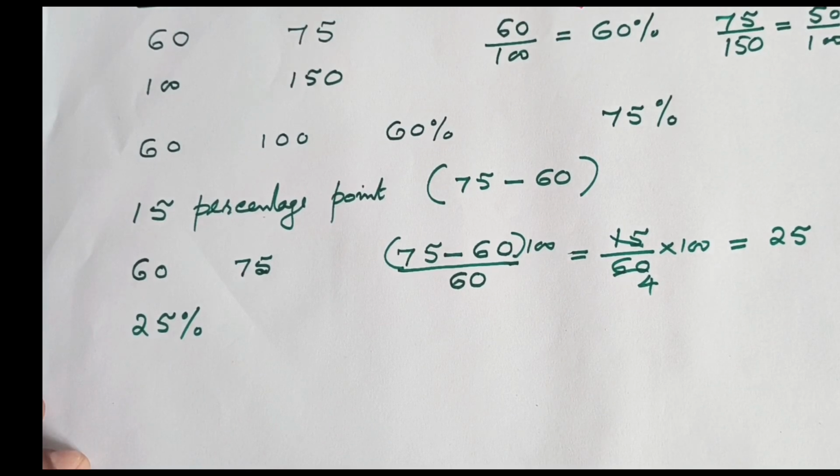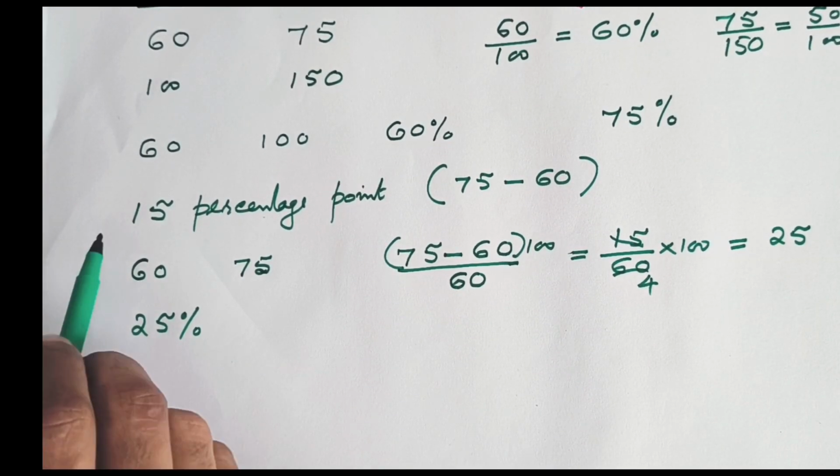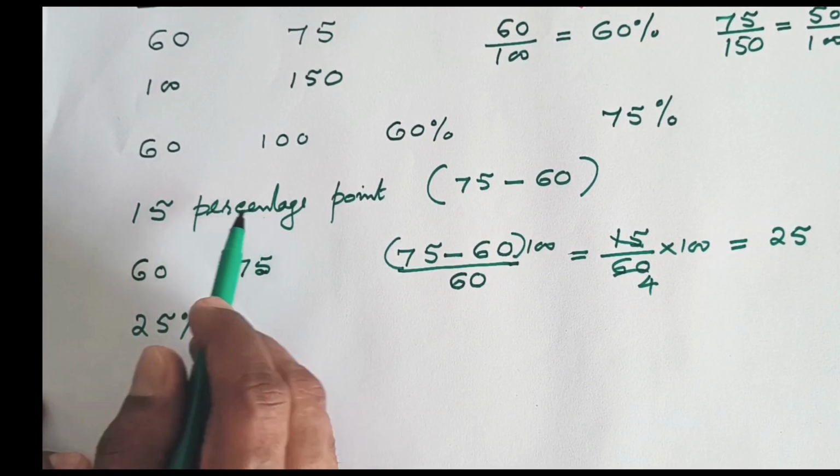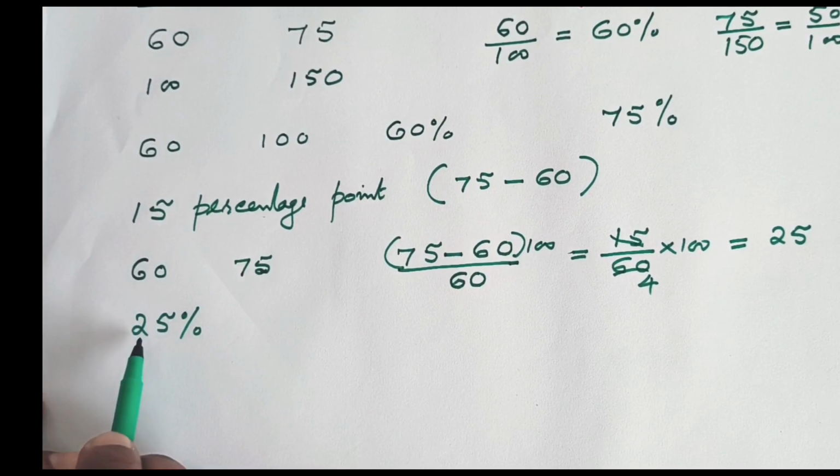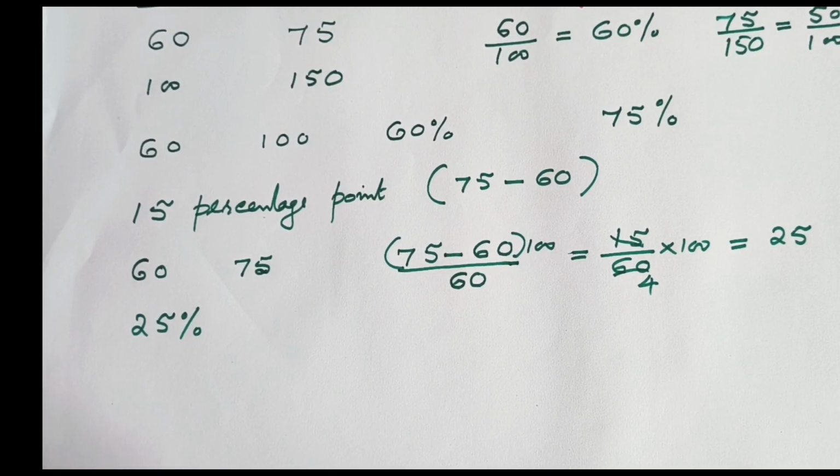Look at the difference. This is the percentage improvement. This is the percentage point improvement. And you're getting two different figures. Percentage point is 15 and percentage is 25. I hope you have understood the correct meaning of percentage point and how it is different from percentage.